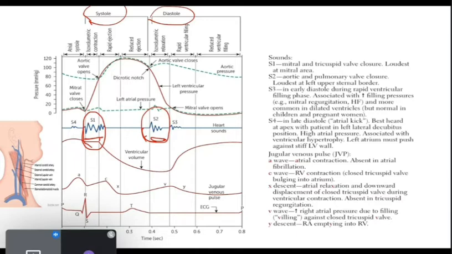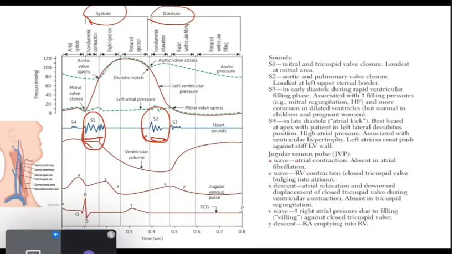And as you know, aortic and pulmonary valve closure gives us S2, which is loudest at the left upper sternal border. The left upper sternal border is in the upper part of the left side of the sternum, and this is the area of the pulmonary valve. Okay? You will see after a while the pulmonary area.